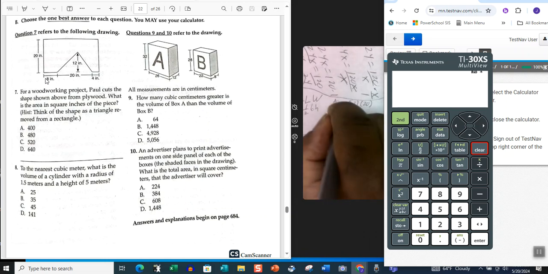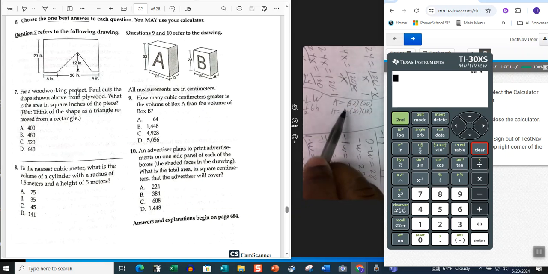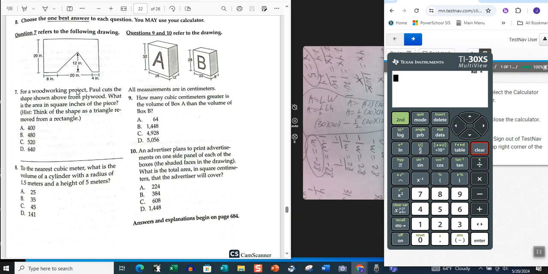Now the area of the triangle. The base of this triangle that's cut out is 20 inches, and the height of this triangle is 12 inches. Now what we will have is the area of the rectangle, 32 times 20, minus the area of the triangle. And so that would give you the area of this figure.